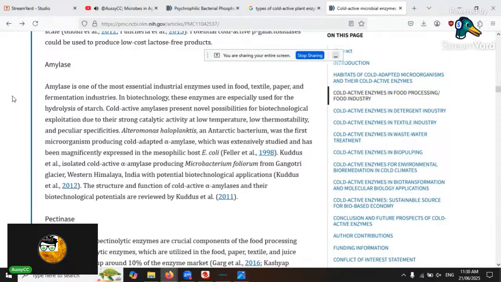Then it goes down. Okay, to talk about each enzyme in the cold environment, how it works. Like amylase, it breaks down starch. It's one of the ones in the seeds. Remember that the seed puts out amylase because most of the seed is starch, so it can use that as energy. Cold active amylase. An Antarctic bacterium was the first microbe producing cold adapted alpha amylase, which was extensively studied and magnificently expressed in a mesophilic host, E. coli. Wow.